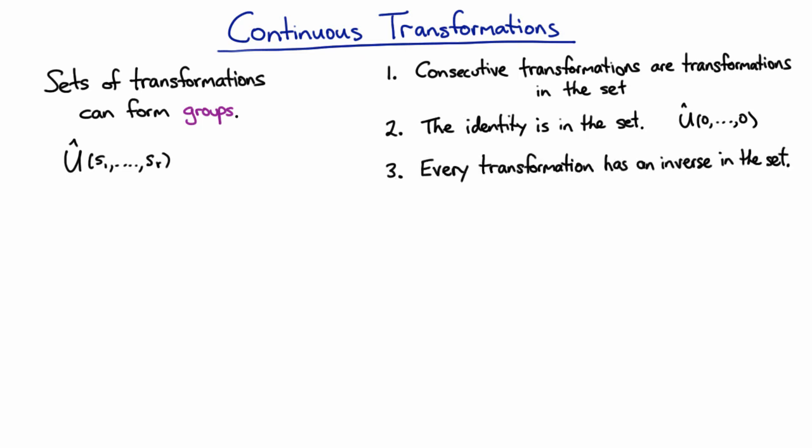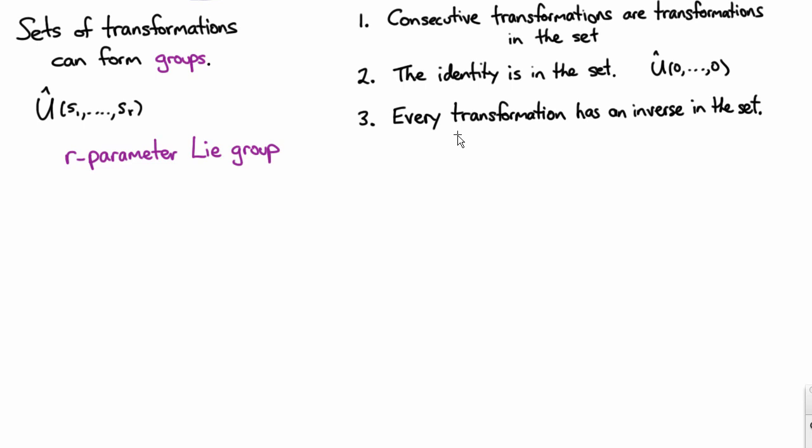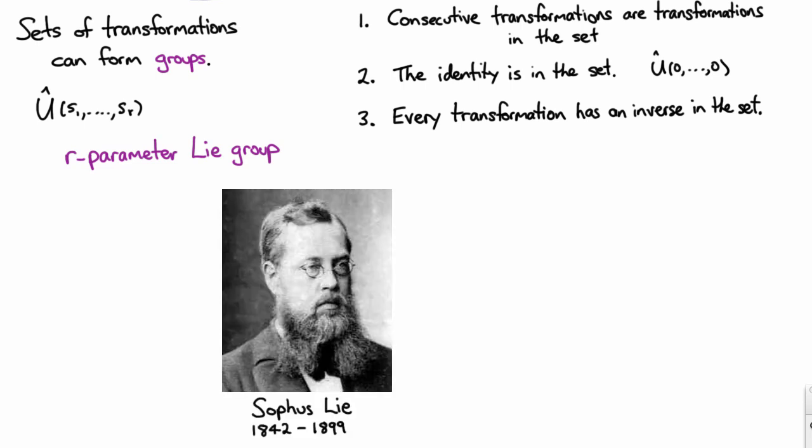If we add one further axiom, that this unitary transformation changes smoothly in some sense as we change these parameters, then we have an R-parameter Lie group. Lie groups are used in many areas of physics and throughout many areas of mathematics as well. Whenever you have a continuous symmetry of some mathematical object, a Lie group is a very well-developed way of dealing with that. They were developed by an extremely influential Norwegian mathematician called Sophus Lie.